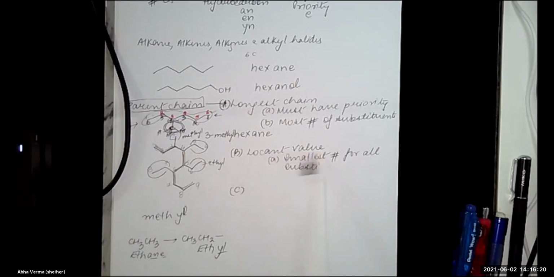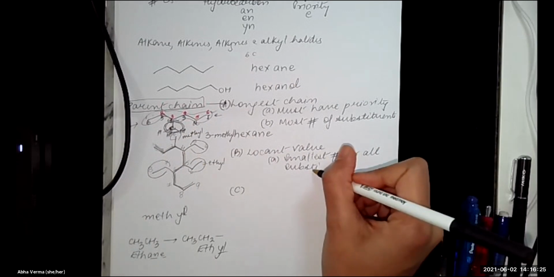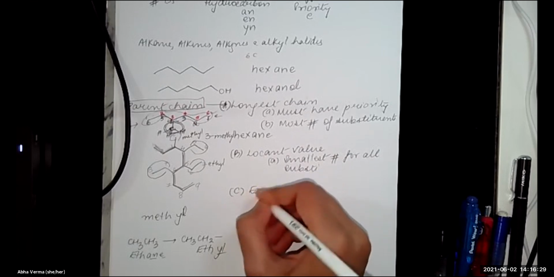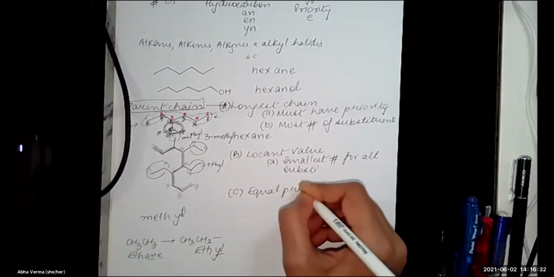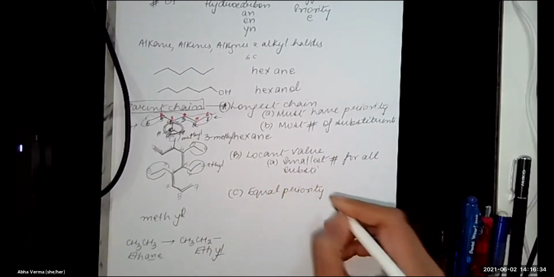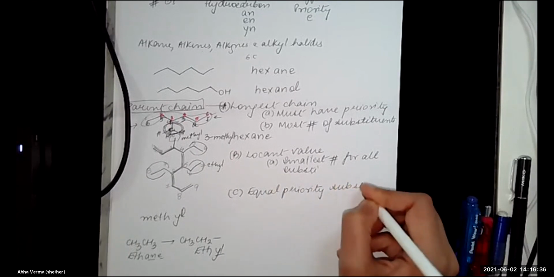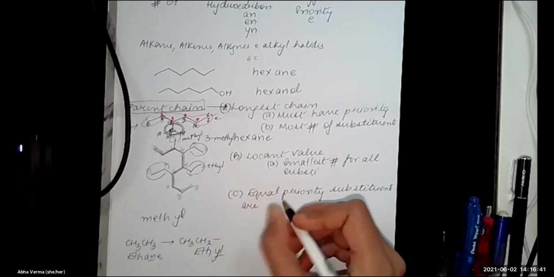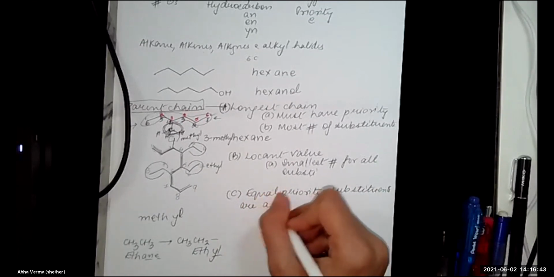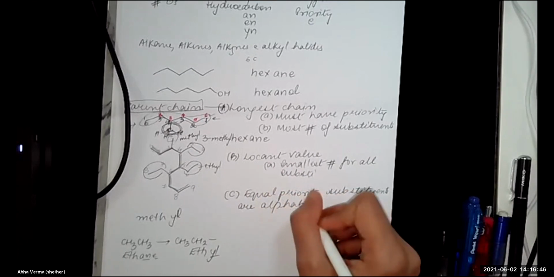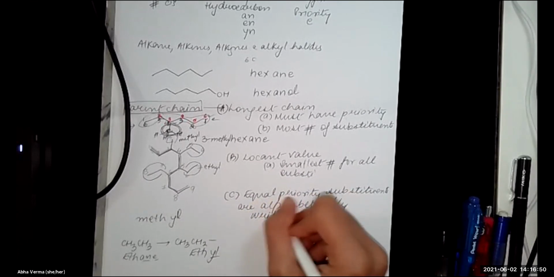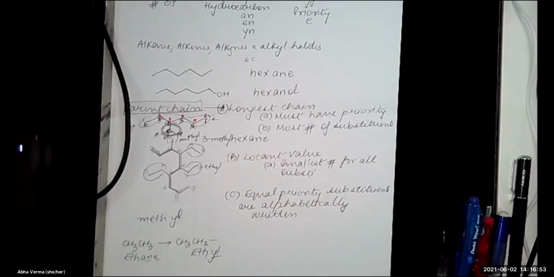So remember, you have already figured out your smallest number for all the substituents. Now you will write your substituents of equal priority. So equal priority substituents are written alphabetically. Okay?